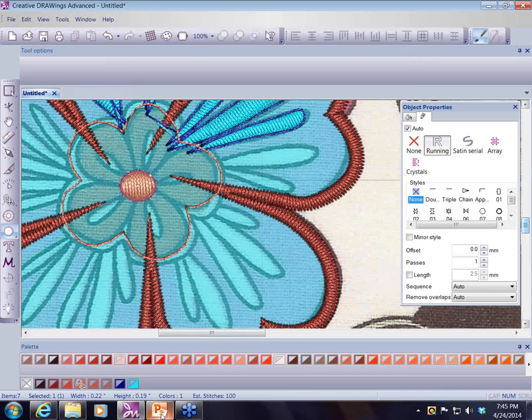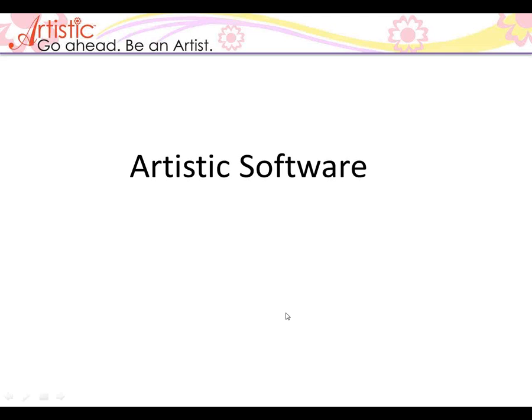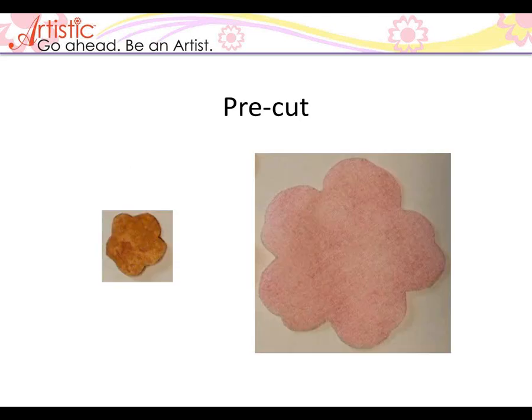All right, so let me go back to the PowerPoint real quick, and I'm going to show you some more in the software in a little bit. But what I wanted to show you as well is there are different ways of stitching out your applique. We can use the software and print out our templates to cut our fabric with. So it's easy to pre-cut the applique fabric pieces, and depending on the applique that I'm doing, there are times that I will pre-cut my fabric, and I did on some of them for this table runner.